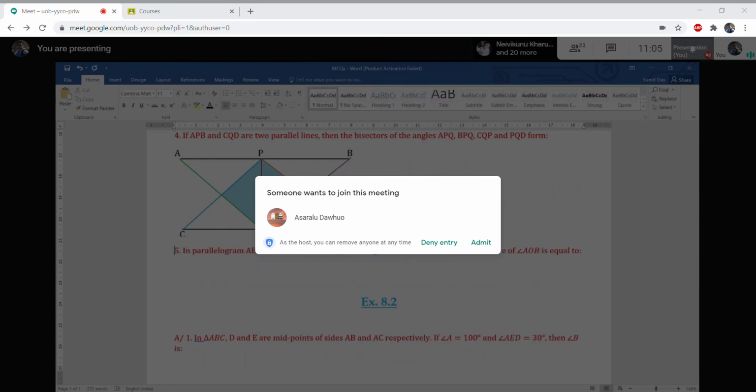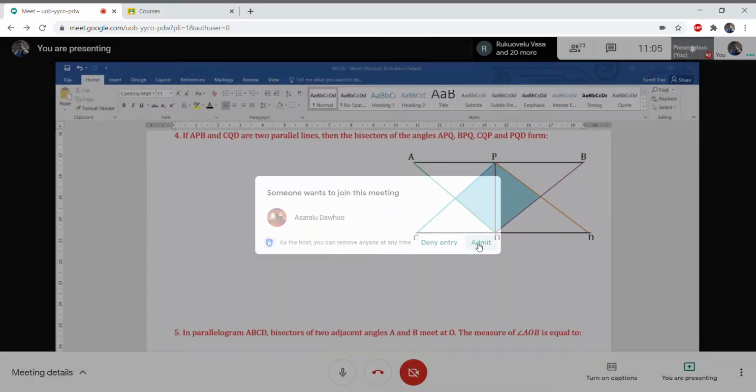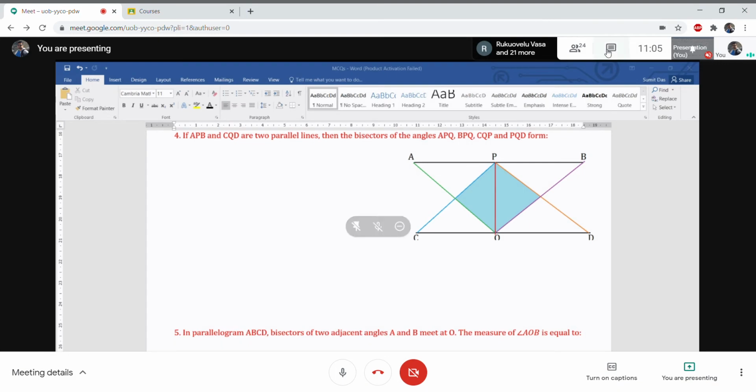Okay, this can be proved by... I mean, I just drew the diagram because this is an MCQ question, so I'm not doing the real proof.